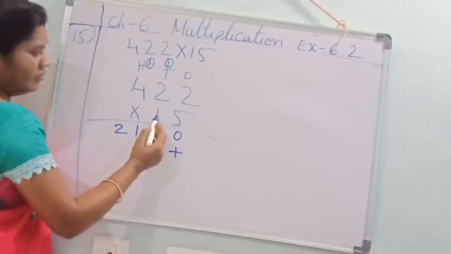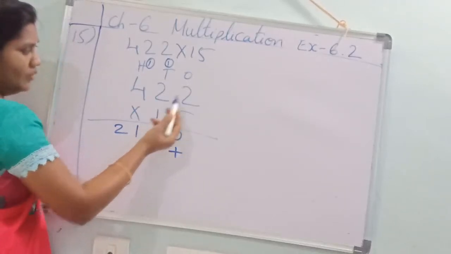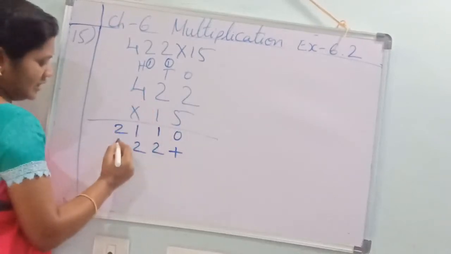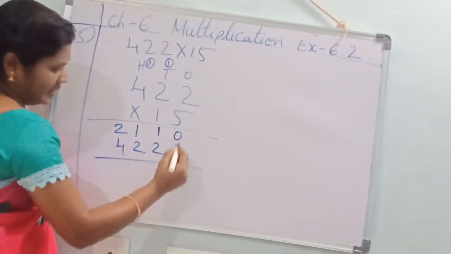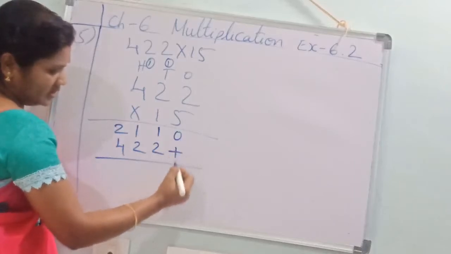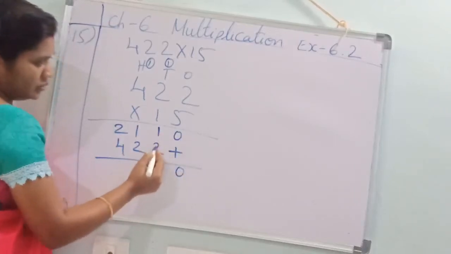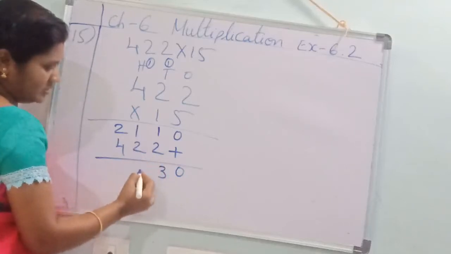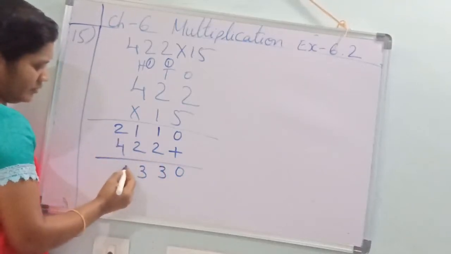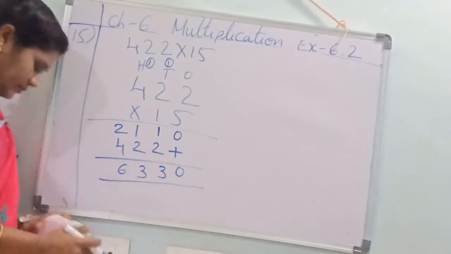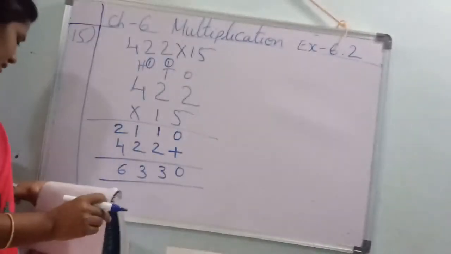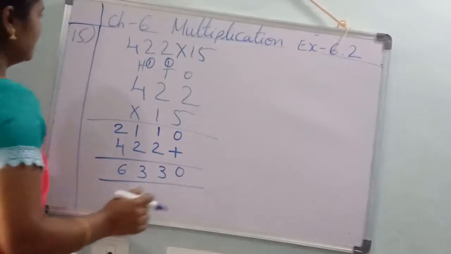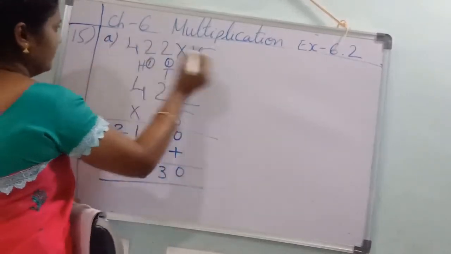Yes, now tens place. 1 2s are 2, 1 2s are 2, 1 4s are 4. You should add. Here any number is there? No, 0. That 0 you should write. This 2 you should add. 1 plus 2, 3. 2 plus 4, 6. 6,330 is the answer. This is A1.